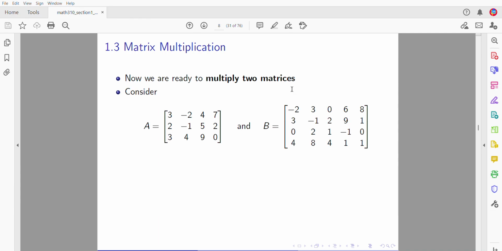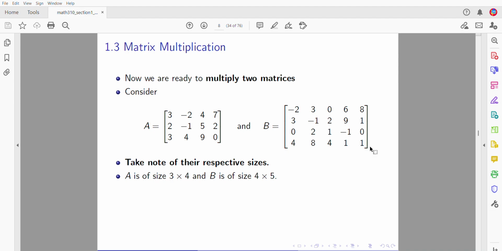Consider the matrix here, A. As you can see, it has 3 rows and 4 columns. Consider the matrix B. As you can see, it has 4 rows and 5 columns. Take note of their respective sizes. A is 3 by 4, B is 4 by 5. This is important. A is 3 by 4, B is 4 by 5.